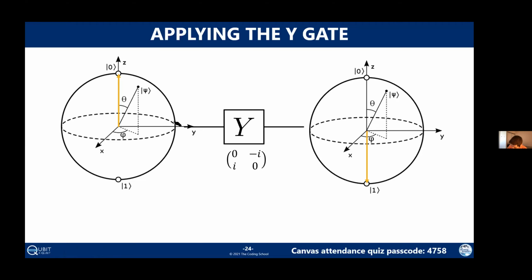Maybe I'll try and draw that a little bit bigger. So we're going around the y-axis. Now, again, you can picture, like, take a ball, stick a skewer through it, right, along the y-axis, and then rotate it 180 degrees. The top point of the ball will move down to the bottom. And that's exactly what we see here.